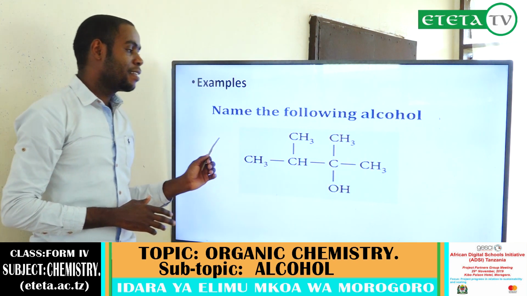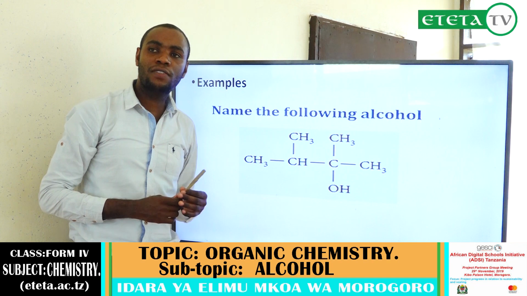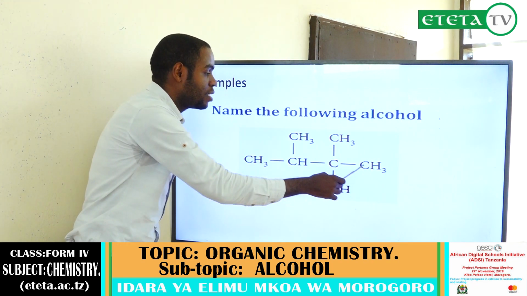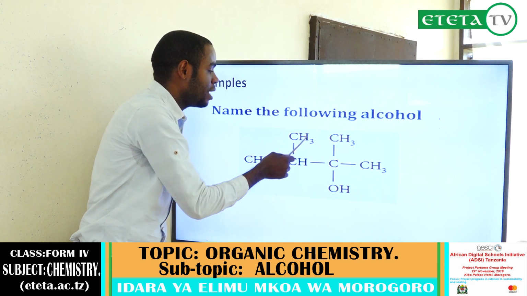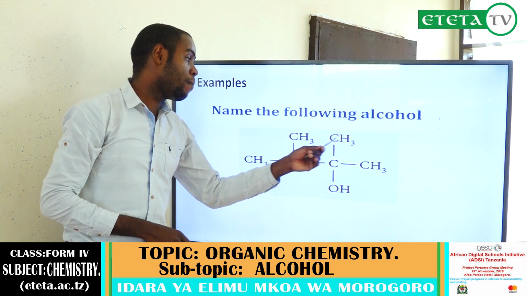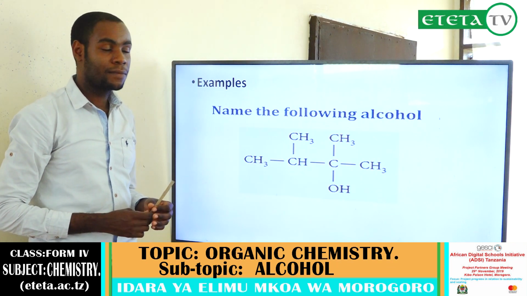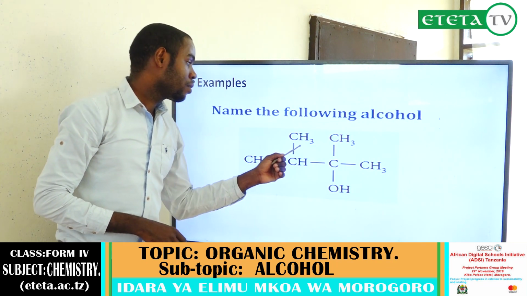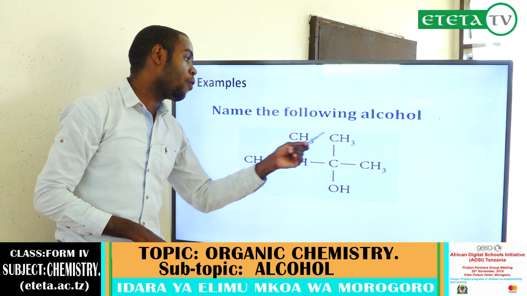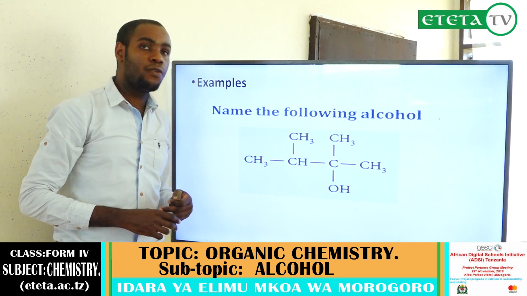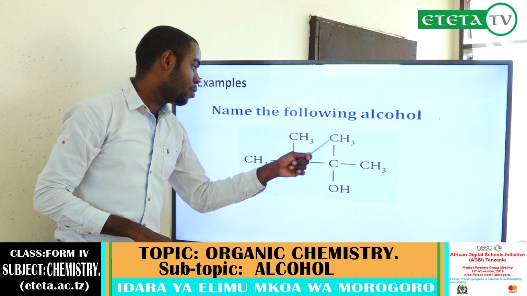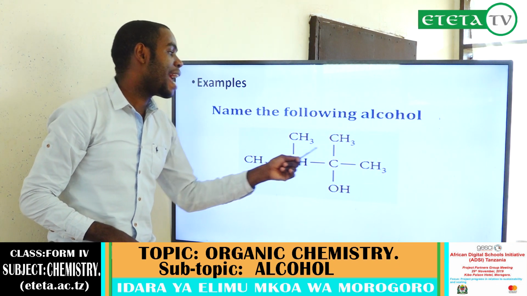After numbering the parent chain, what follows is to name the substituents first. Here we have two substituents, and all are methyl. There are two methyl groups. So how to name them? You write the locator numbers for these, and because there are two and all are the same, you use di. So it is 2,3-dimethyl.